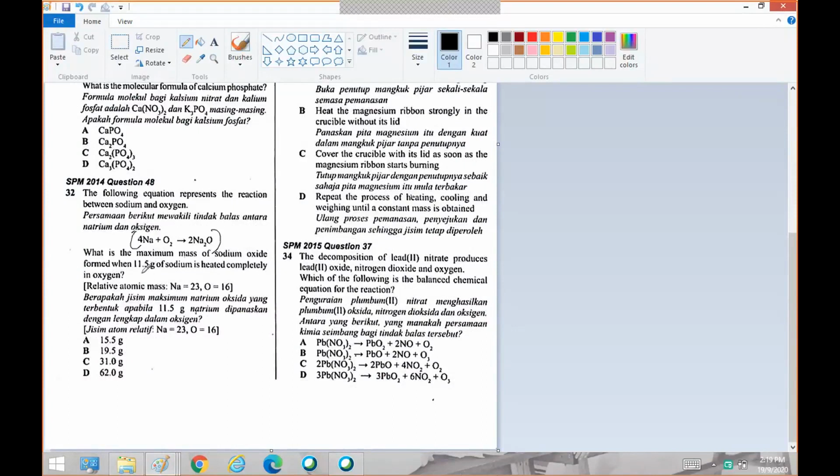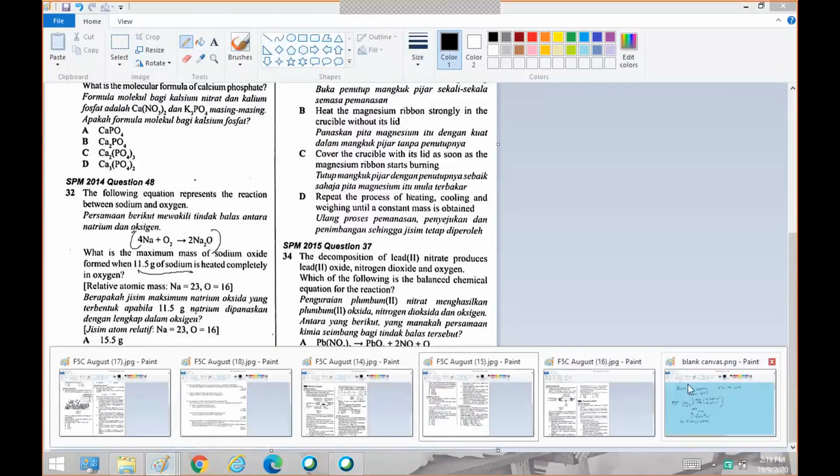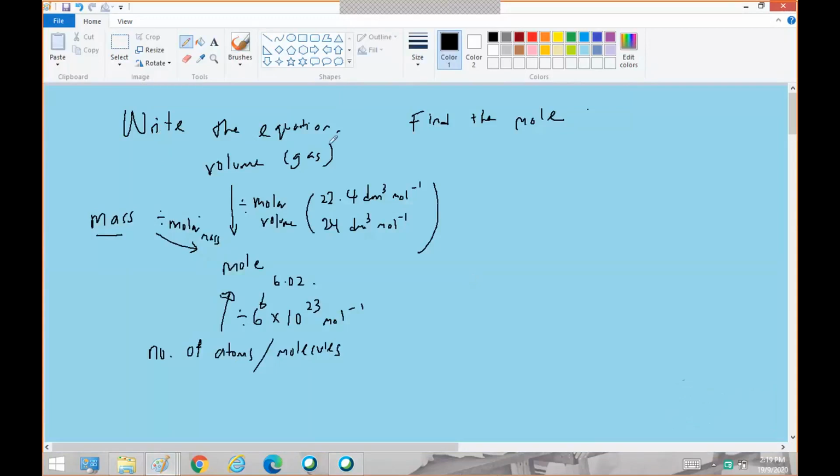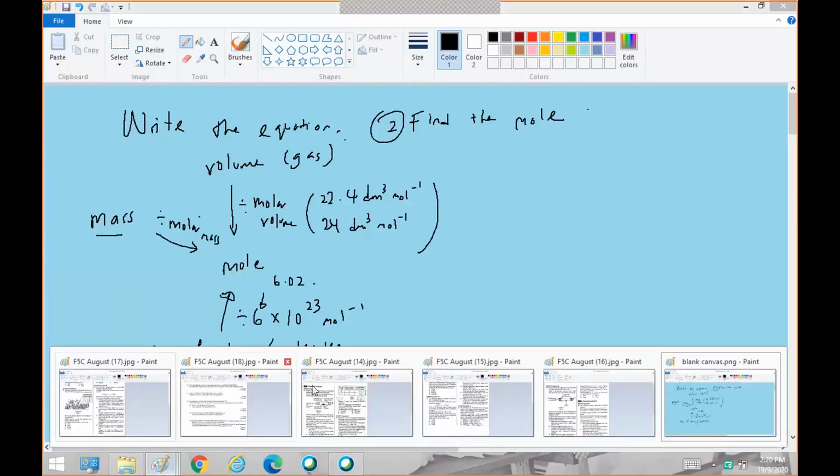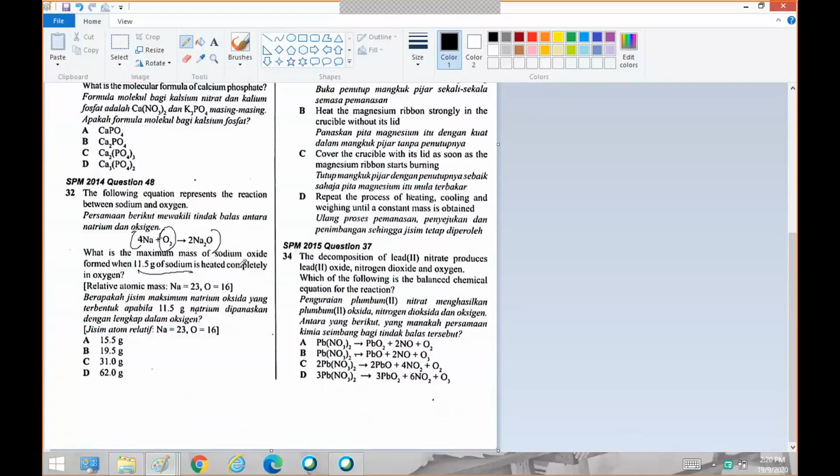First things first, 11.5 gram of sodium. You have to change this to mole. As I already said, step number 1 is write the equation. They've done that for you. So step number 2, find the mole. Since they say it reacted completely with oxygen, what it means is that you have enough oxygen. Oxygen is in excess. The limiting factor here is the sodium. So sodium will run out first, which will affect the amount of sodium oxide you get.